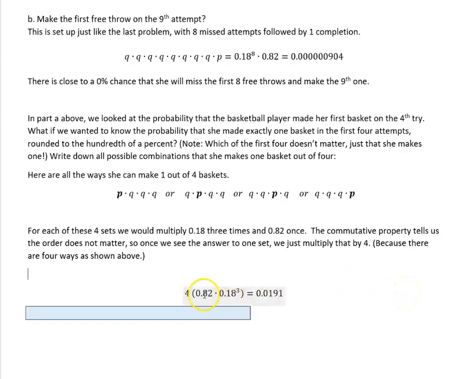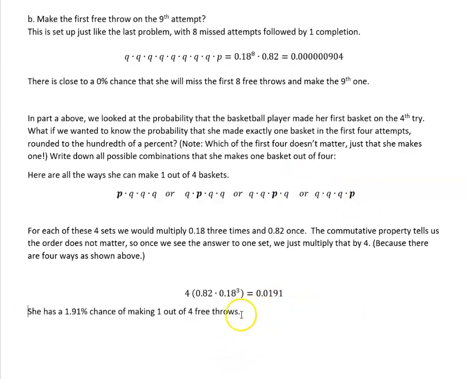So we take the probability we found before and multiply it times 4 because there are 4 ways. If there were 6 different ways, we would multiply by 6, because when we see the word or, we're adding those together: this plus this plus this plus this. But we can just say times 4. And so then we would say she has a 1.91% chance of making 1 out of 4 free throws. That way we didn't specify that her 1 came last. We're just saying it's 1 out of 4. We don't care which order it was in.